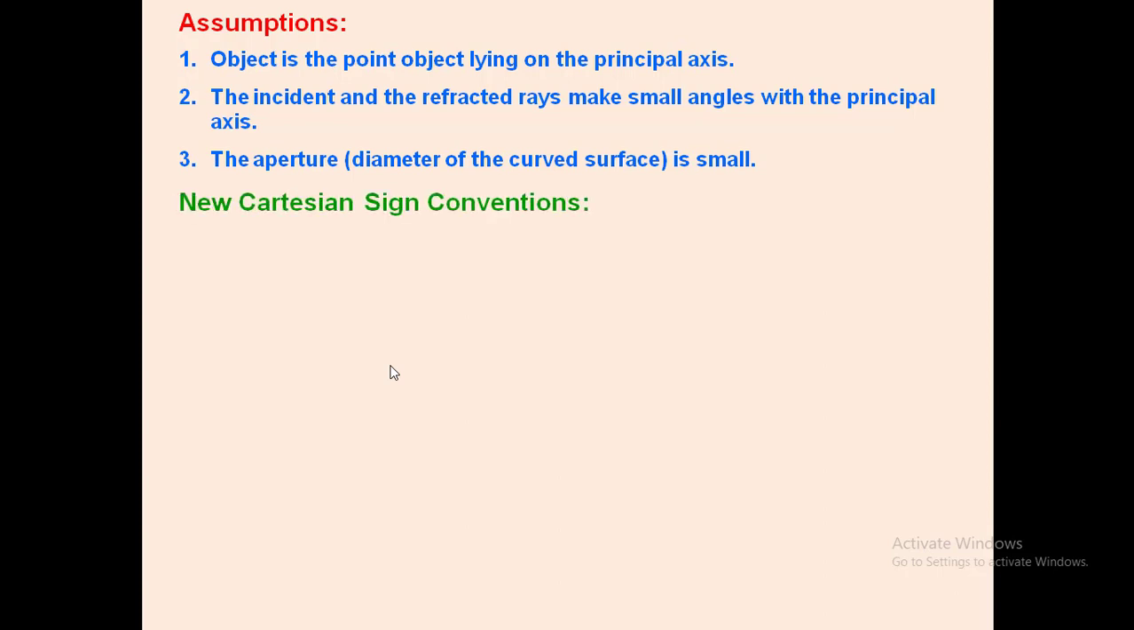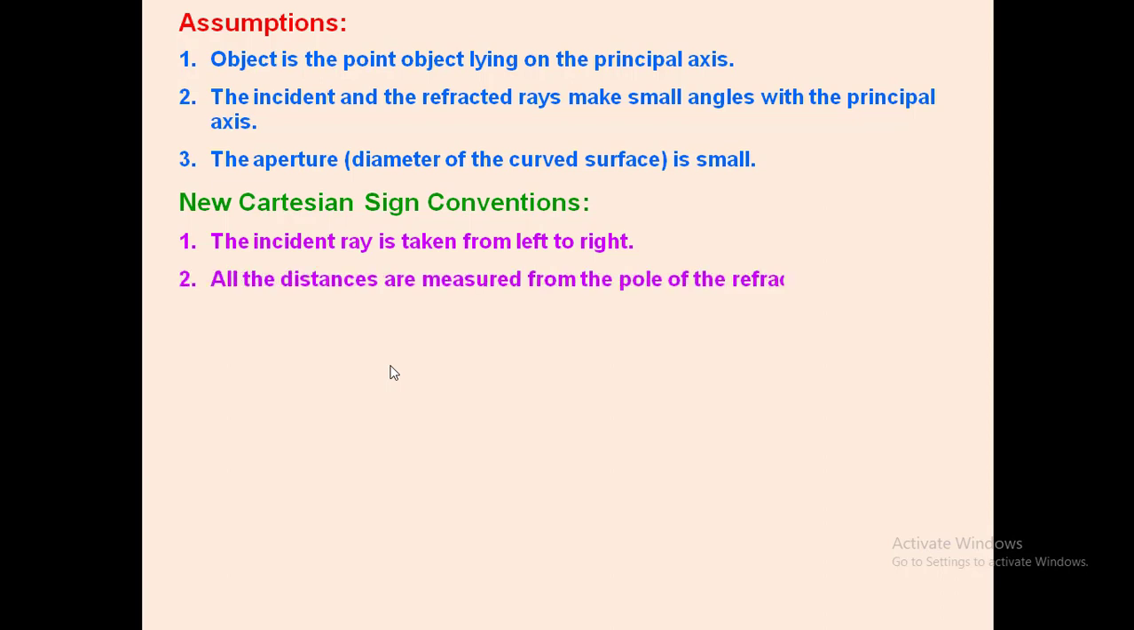Cartesian sign convention. So what sign convention steps are we going to consider while studying refraction at a spherical surface? The incident ray is taken from left to right. So always the incident ray moves from the left side to the right side. That means from your left hand side to right hand side. All the distances are measured from the pole of the refracting surface. So here the pole will act as the origin.